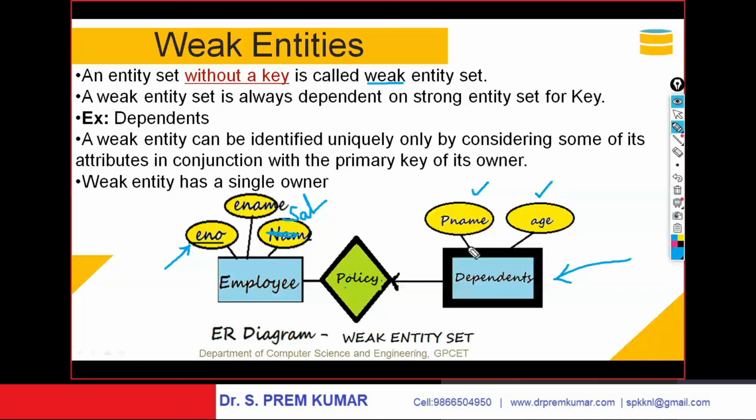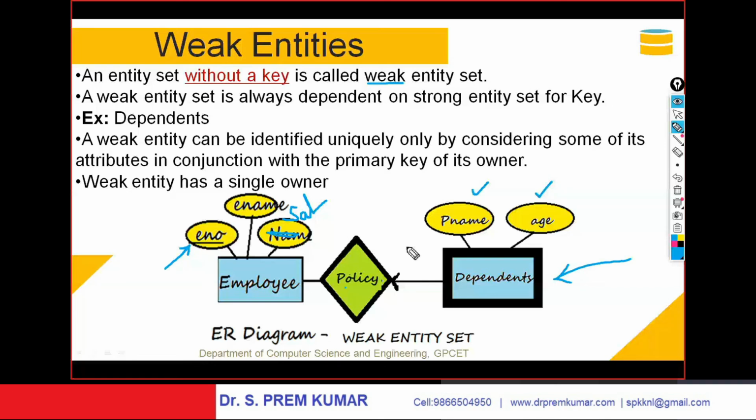A weak entity set is depicted with a thick black lined box with an arrowhead, and always the weak entity set is dependent on the strong entity set. For example, if I say employee number 101, I can say his name, his salary and also his dependents. Dependents don't have any special key. They don't have any number.